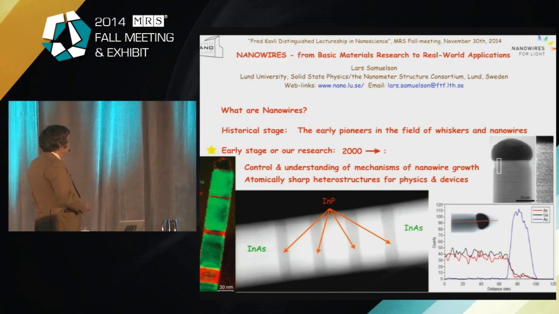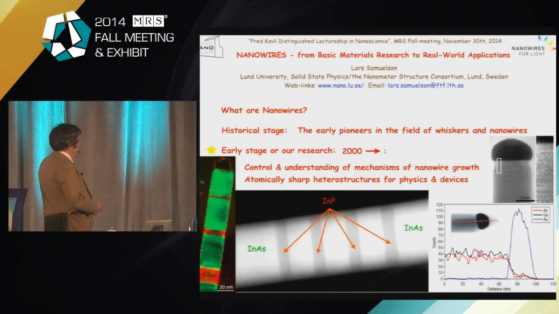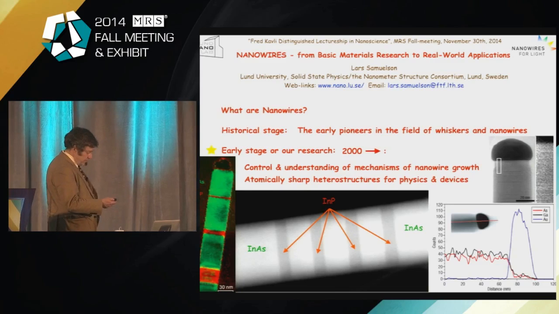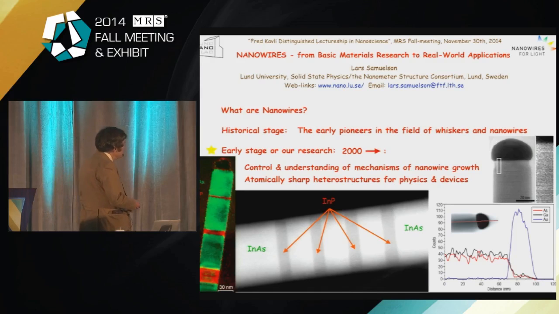At about the same time, we also started, inspired by the Nobel Prize in Physics in the year 2000 for Herbert Kroemer and Zhores Alferov with the heterostructures. We and some other groups said, okay, let's see if we can make heterostructures in nanowires. This was a breakthrough in the beginning of the year 2002.